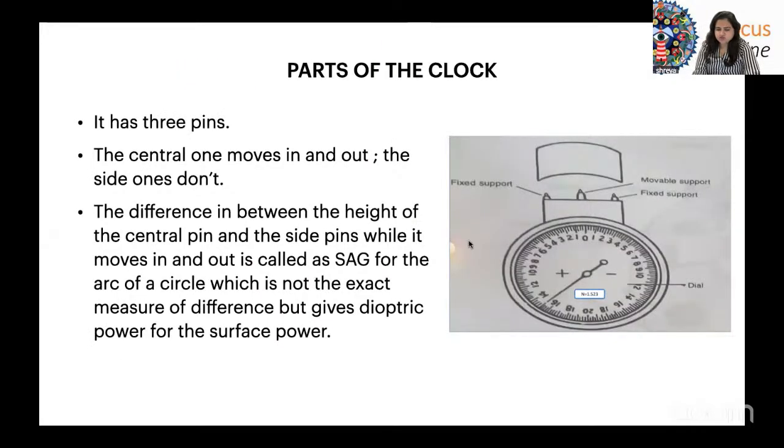When we talk about the parts of the clock, basically this is the gauge system, and then we have 3 pins here. These 2 side pins cannot be moved, but this central pin can be moved. It can move either outwards or inwards depending upon what surface it is being placed on. When it is placed on a convex lens, it is pushed inwards, and in the case of a concave lens, it is pushed outwards. This difference in height, when it goes in or out as compared to the side pins, is known as the sagitta, or the sag, for the arc of a circle, which is not the exact measure of difference, but it gives dioptric power.